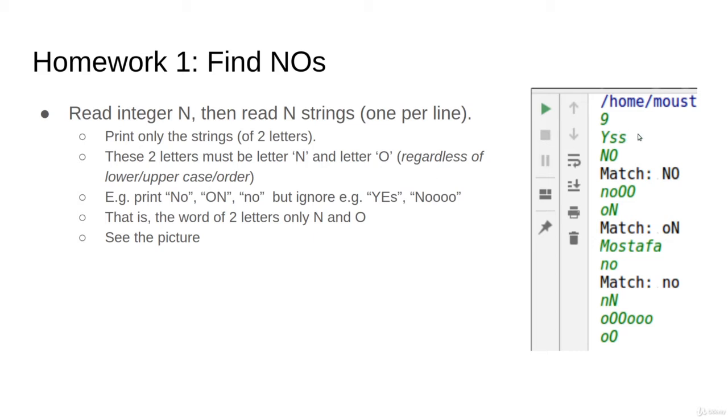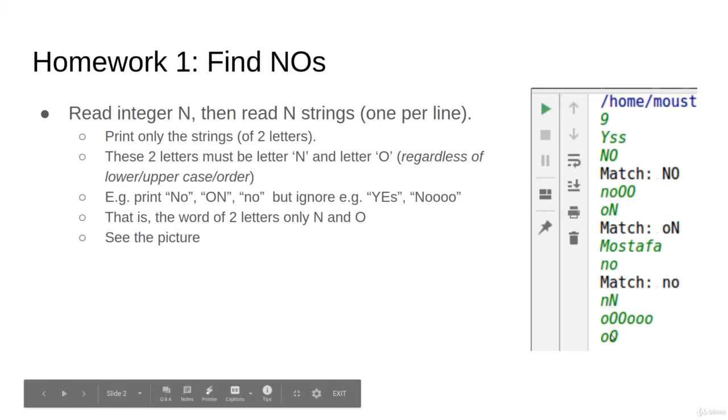For example, the word yes will be ignored. No will be printed, like match no. Noo will not be printed. It is three letters. On will be printed because it is two letters. One of them is o, another is n. Then Mustafa is ignored. NO is accepted. NN is ignored. O is ignored.